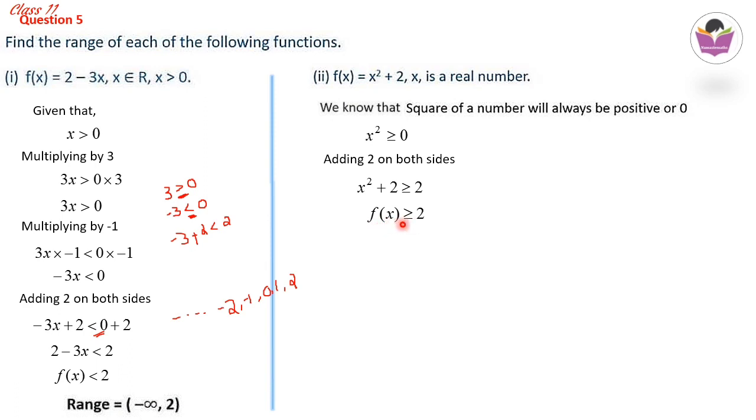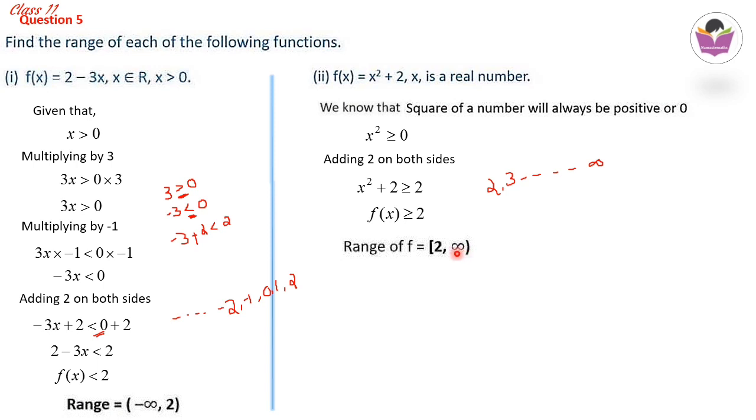f of x means y. y is greater than or equal to 2, which means our range is greater than or equal to 2. Greater than or equal to 2 means from 2 onwards all the numbers till infinity. From 2 onwards means it can be 2, it can be 3, etc., up to infinity it will be going. But infinity we will not take. So the range will be closed bracket 2, closed bracket 2 means here equal to is there. That means 2 will be included.